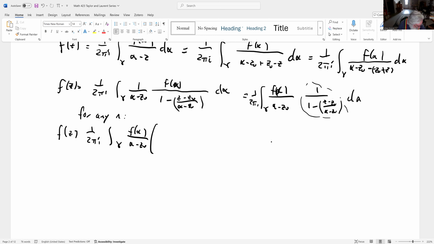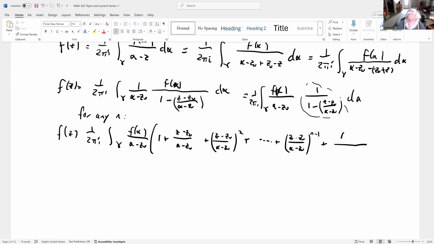And this expansion is where the annoying bookkeeping comes in. So this becomes 1 plus z minus z0 over alpha minus z0, plus z minus z0 over alpha minus z0 quantity squared, plus dot dot dot, plus z minus z0 over alpha minus z0 quantity to the n minus 1, plus the really nasty fraction, which is z minus z0 over alpha minus z0 to the n over 1 minus z minus z0 over alpha minus z0, and parentheses, d alpha.